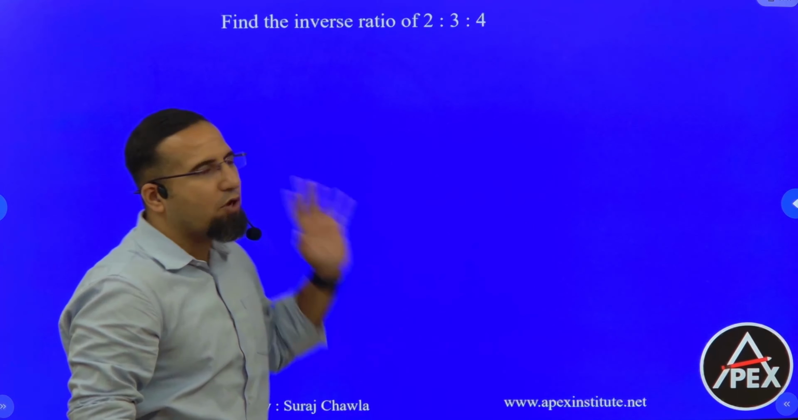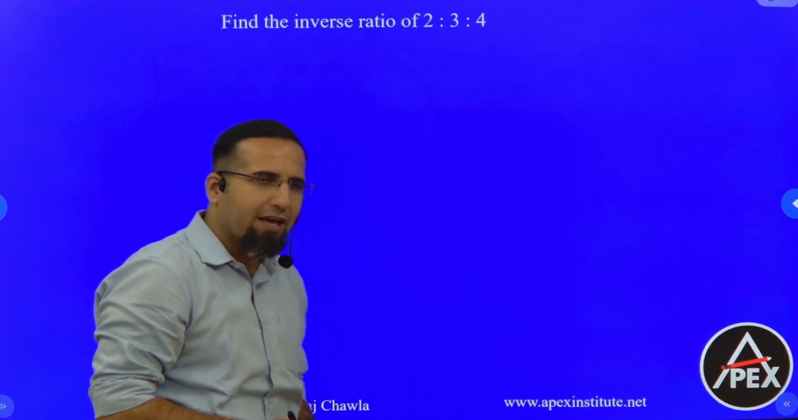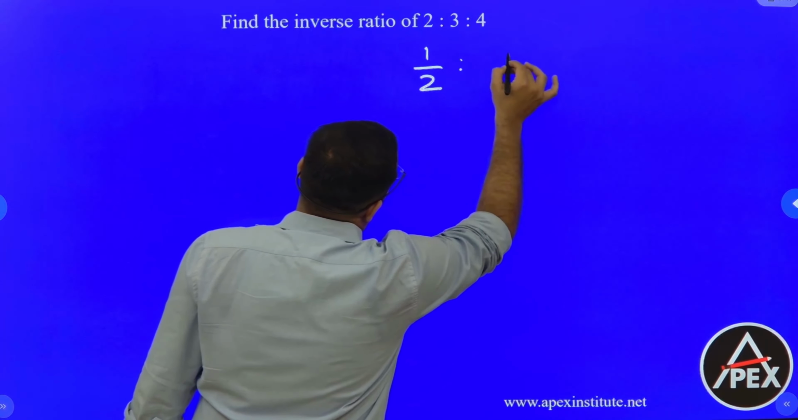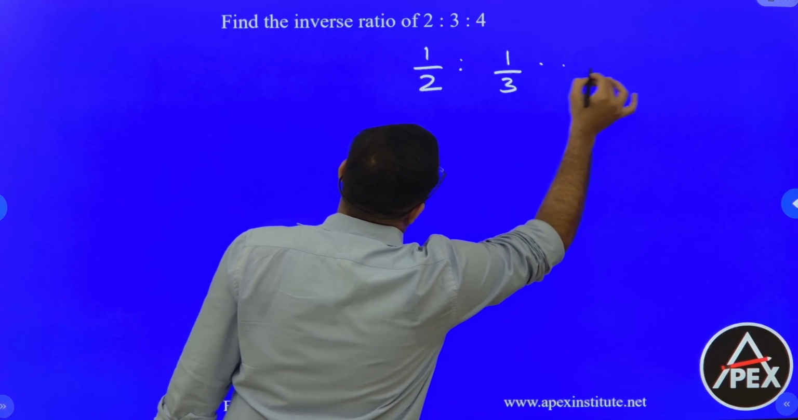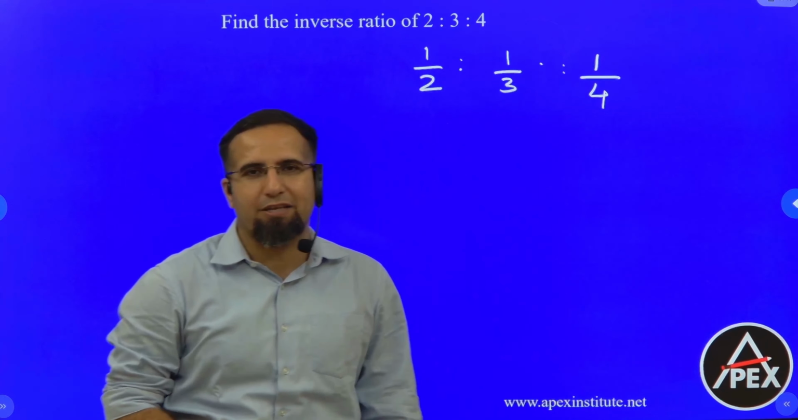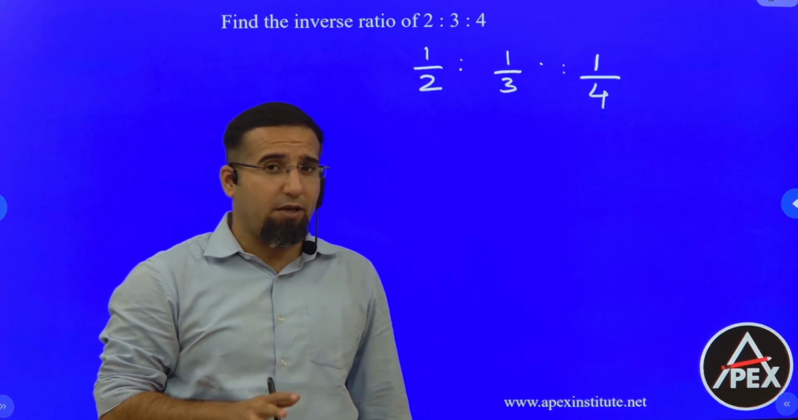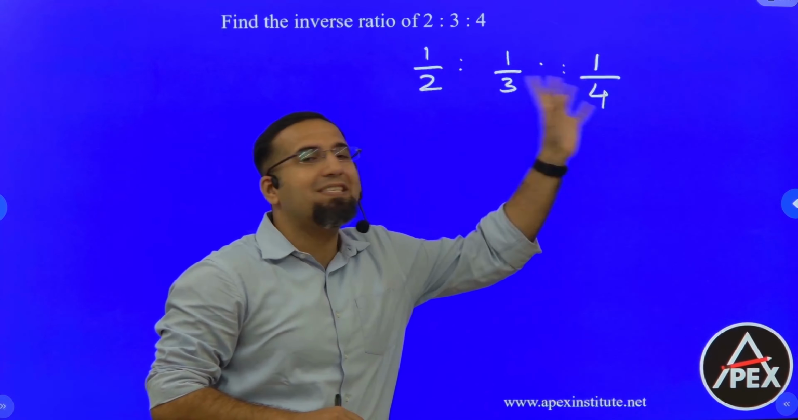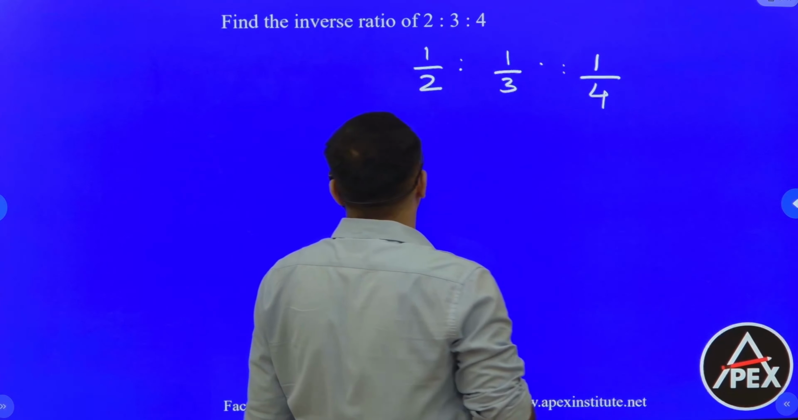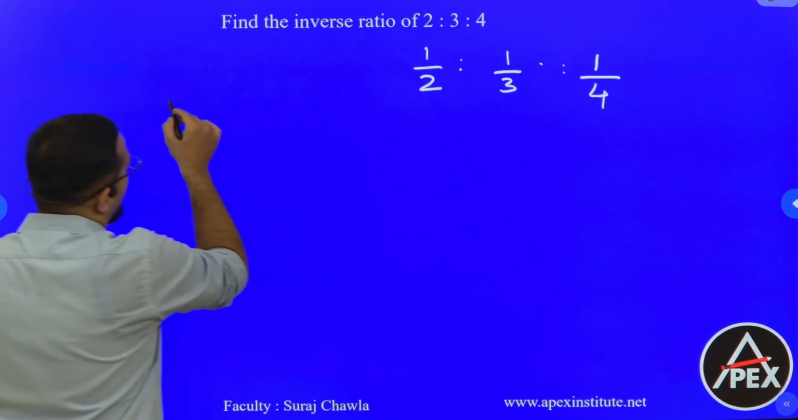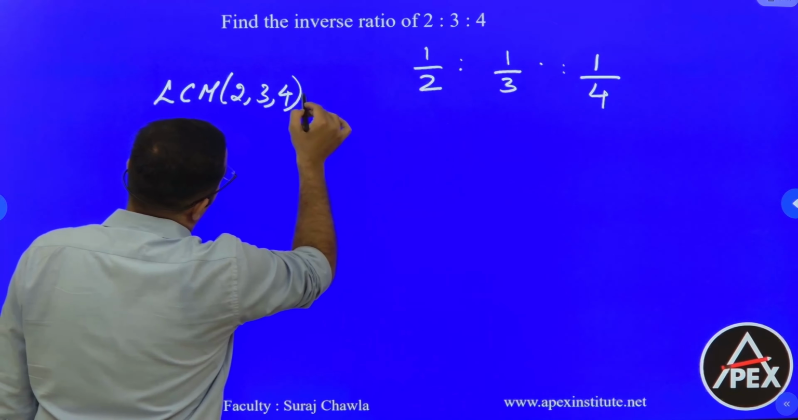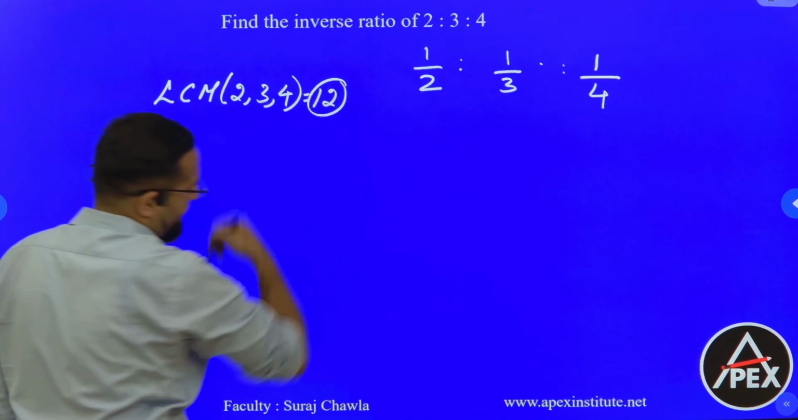Let's calculate the inverse of 2 is to 3 is to 4. Okay? Now what will the inverse of 2 is to 3 is to 4 be? It will be 1 by 2 is to 1 by 3 is to 1 by 4. Now if I'm supposed to simplify my fractions, then the best way to simplify them is always take the LCM of denominators, right? Now when I take LCM of 2, 3 and 4, what is the LCM of 2, 3 and 4, guys? So LCM of 2, 3, 4, we all should know that it is equal to 12, right?